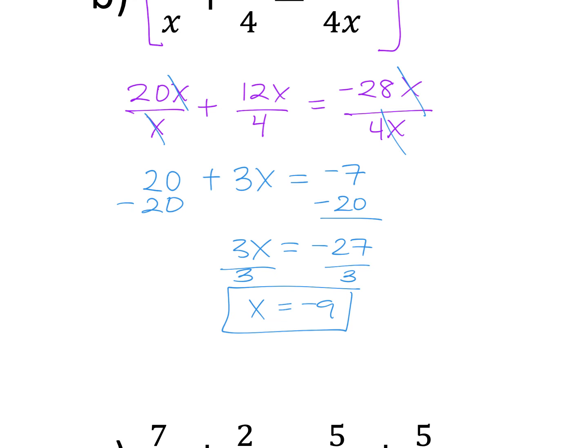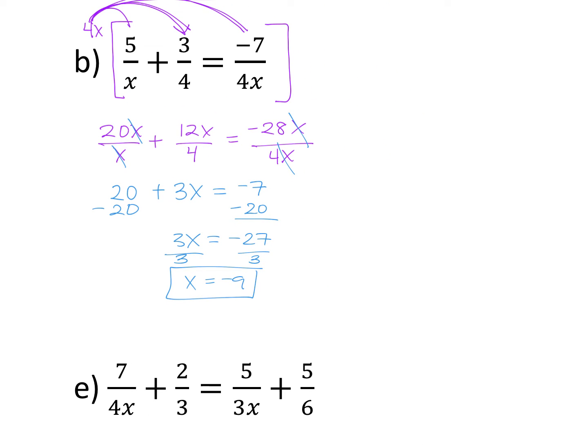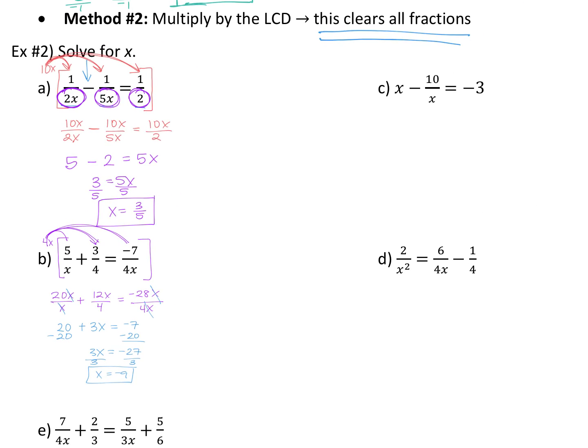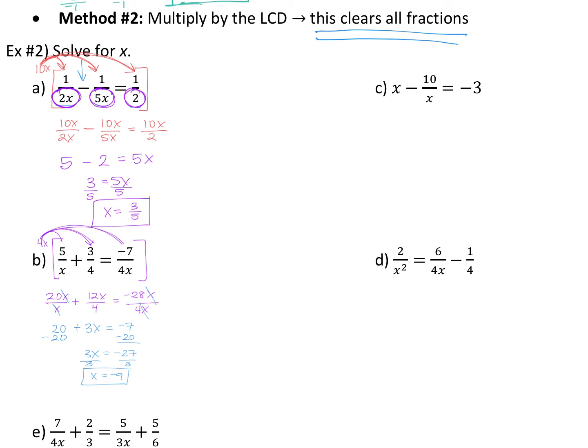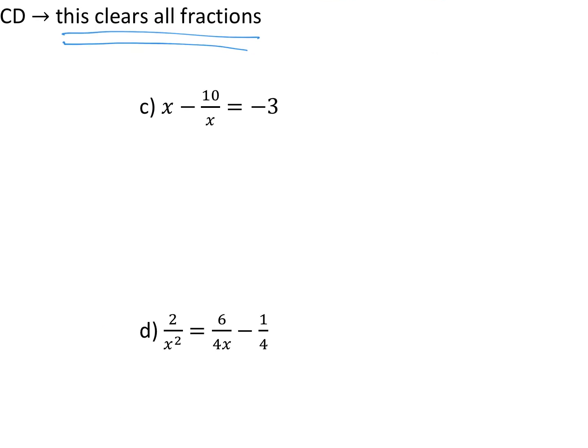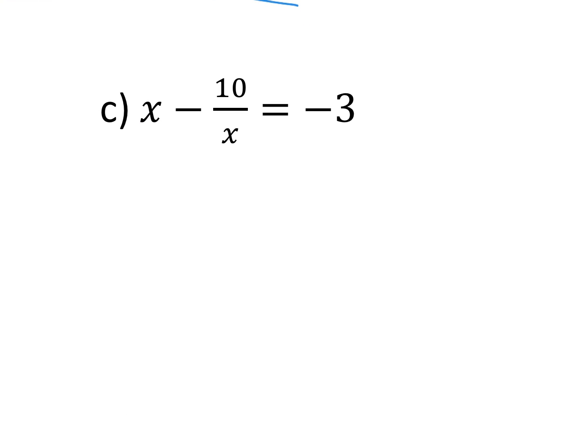Okay. I'm going to do C with you because there's kind of a new element to it. And then I'm going to have you try D on your own. So if you are a work ahead person, you're welcome to try that one by yourself. And then we'll do E together. So letter C, what is your LCD? X, right? It's the only thing in the denominator right now. So we're going to multiply everything by x.